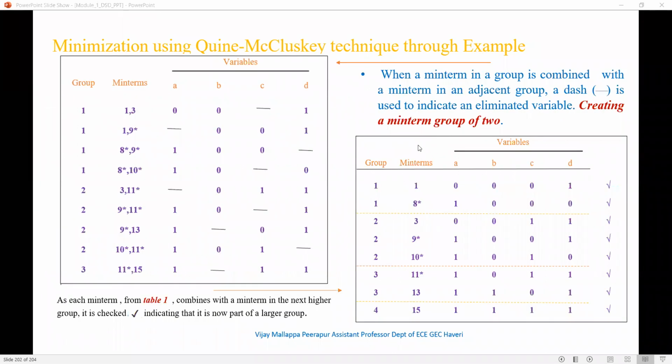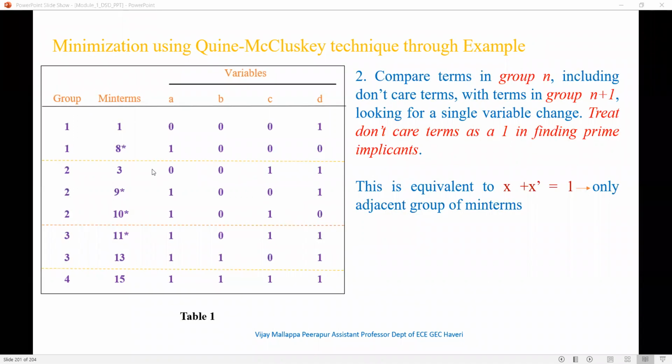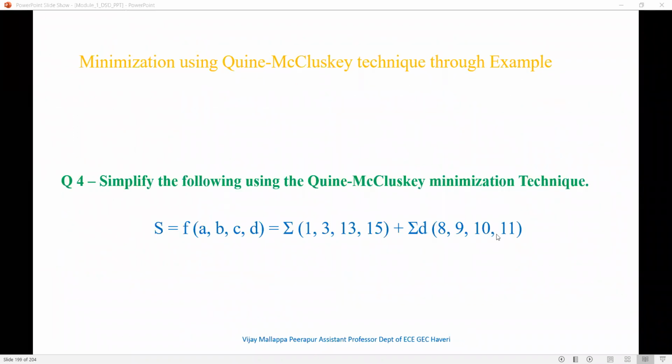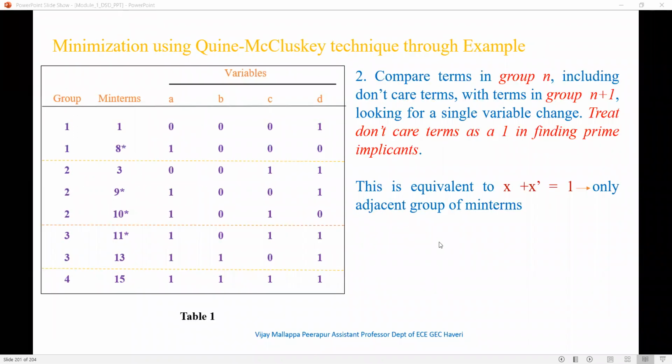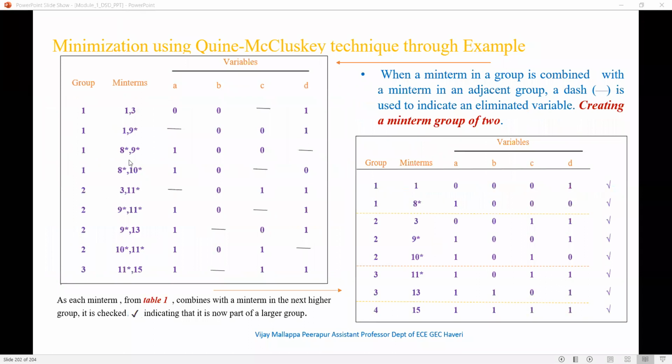So we have created groups of minterms here, and wherever don't care terms are included in creating a group of minterms, you need to put the star. We know that 8, 9, and the other minterms 10 and 11 are all don't care terms. So we have put a star in front of those minterm numbers which are don't care, right? And we have created that group, and see which are the minterms which are included while creating a group of two minterms.